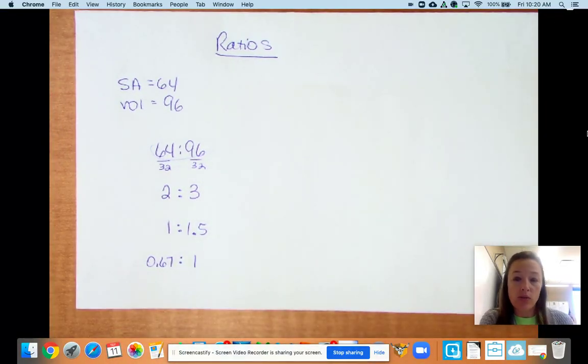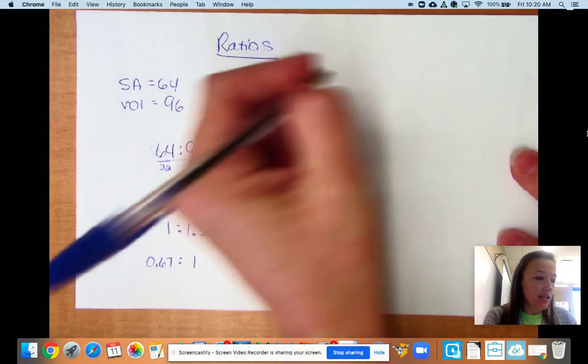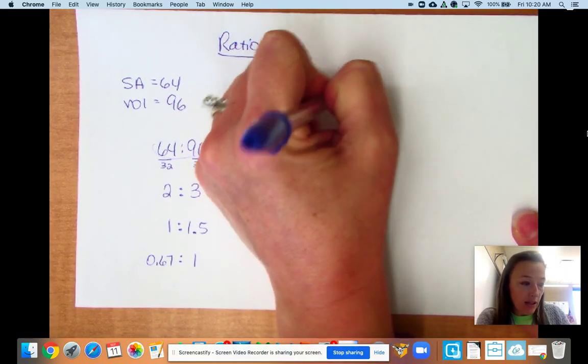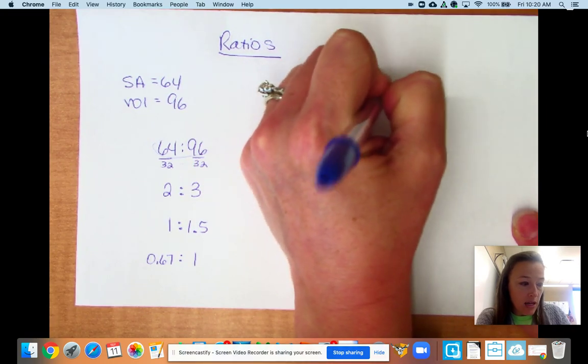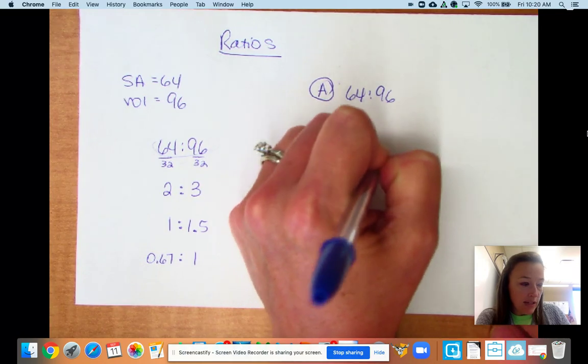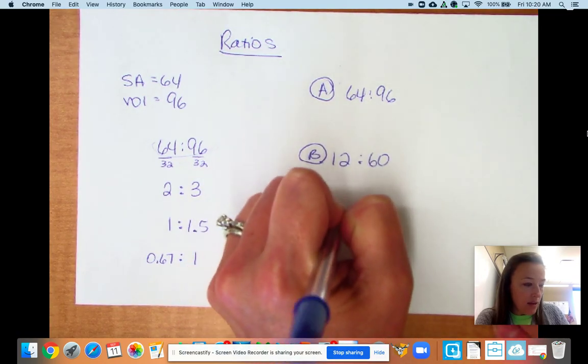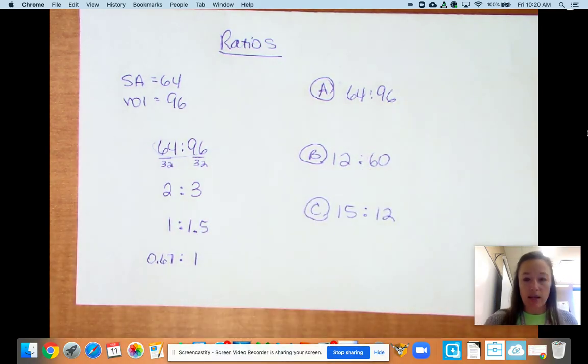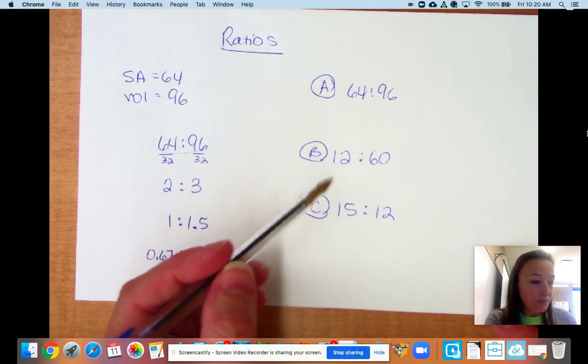When do we use this? Well, the main time that we use this is with surface area to volume in cells. And so generally what they will do is they will give us 3 different cells. So they'll give us cell A, which is 64 to 96. Cell B maybe is 12 to 60. And cell C is maybe 15 units to 12. Okay, so whatever it is, picometers or micrometers, whatever you're using to measure.